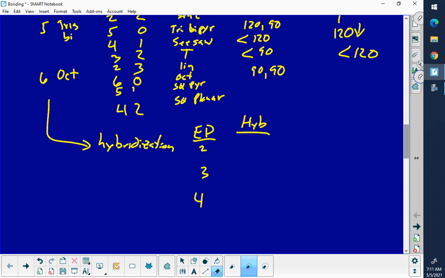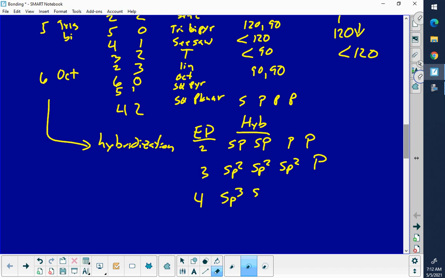Well, if I have two electron domains, and now here's what you have to understand. You have one s and three p orbitals that are valence, and those are the orbitals you're going to hybridize. So I'm going to hybridize 4 orbitals. So how many orbitals will I have after I'm done hybridizing? 4. In the case of sp, only 2 of those will hybridize into sp orbitals. The other 2 will stay as unhybridized p's. If I have 3 bonding domains, then I'm going to have sp2, sp2, sp2, and 1 unhybridized p, and then 4 is sp3, sp3, sp3, sp3.